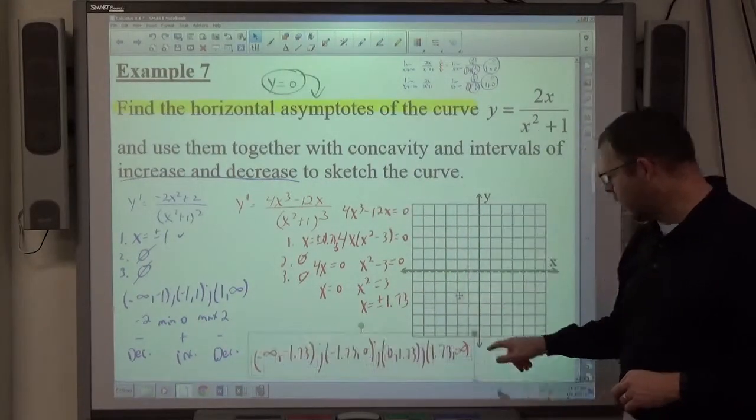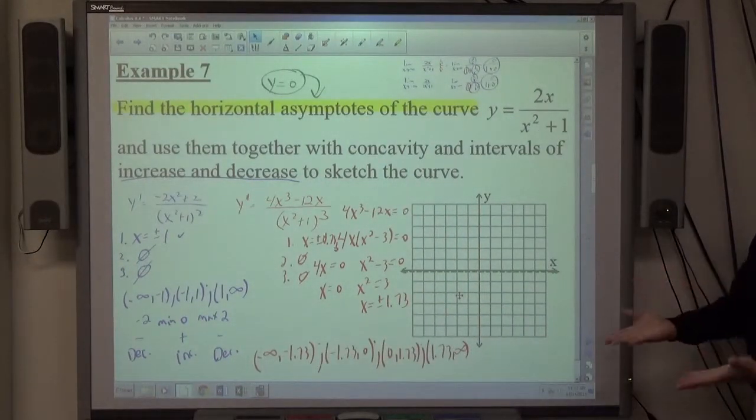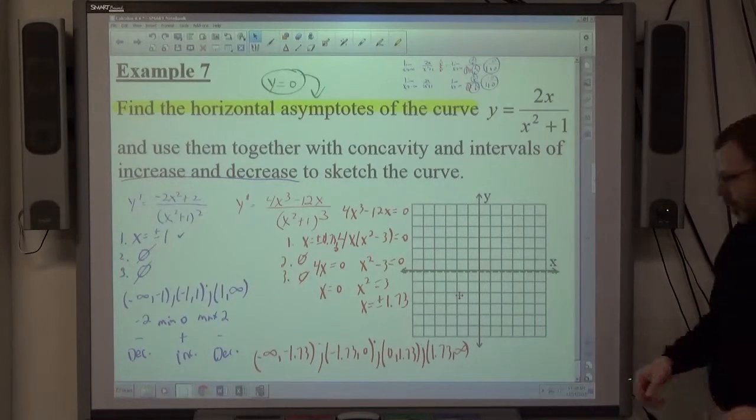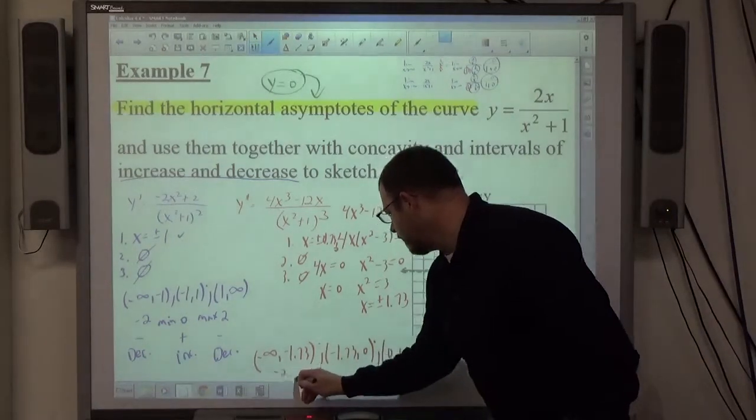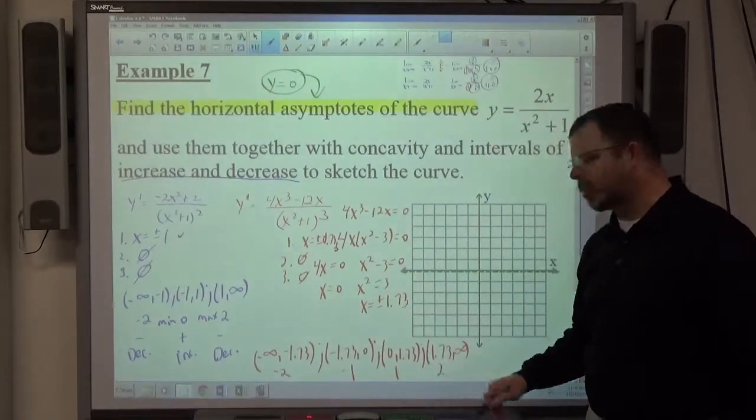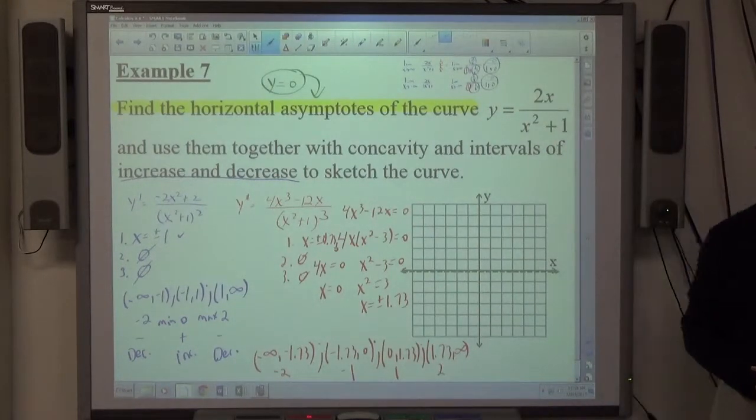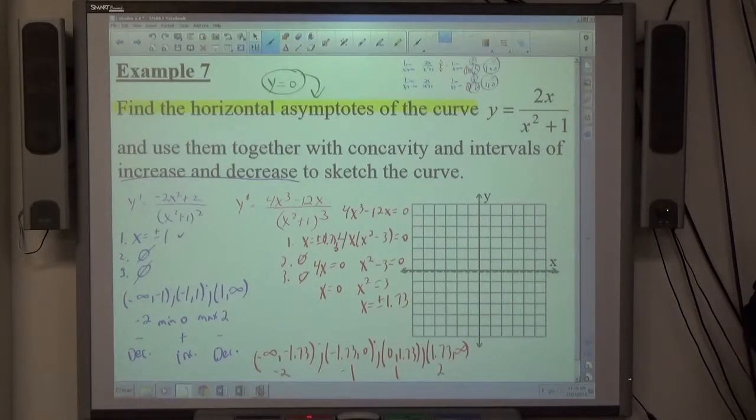And again, the bottom is always positive. We just have to check the top. I'm going to pick -2, -1, 1, and 2 as my test points. All those test points lie within the intervals. I'm simply checking to see if the top is positive or negative with those numbers.